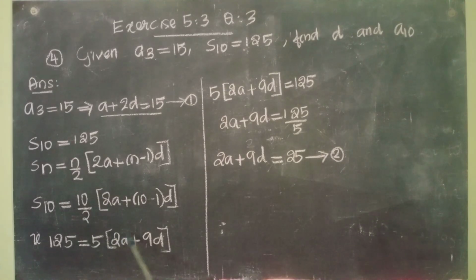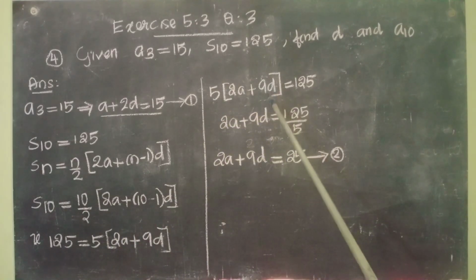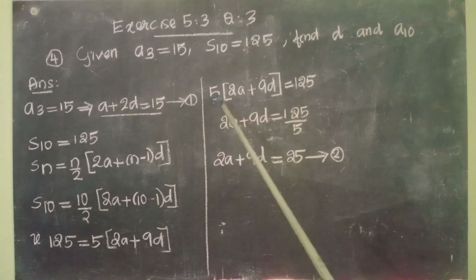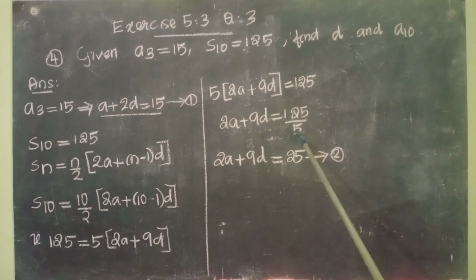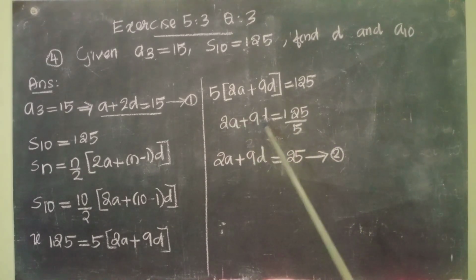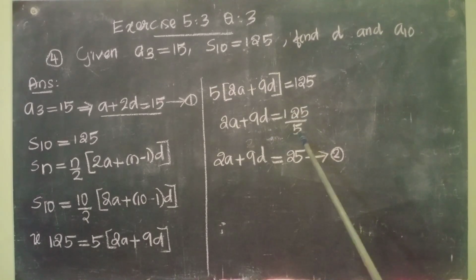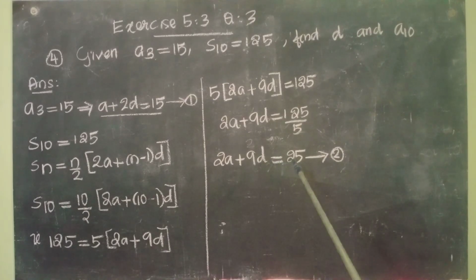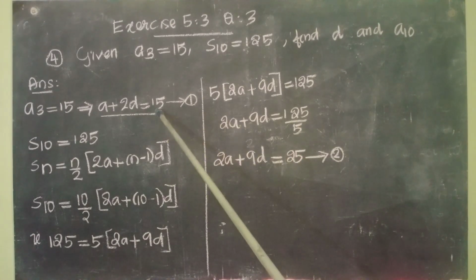Let us change the sides. We get 5 × (2a + 9d) = 125. This 5 we can take to the right side. It becomes divided by 5. So we get 2a + 9d = 125/5. That is 2a + 9d = 25. Keep it as equation number 2. So here we have equation number 1.